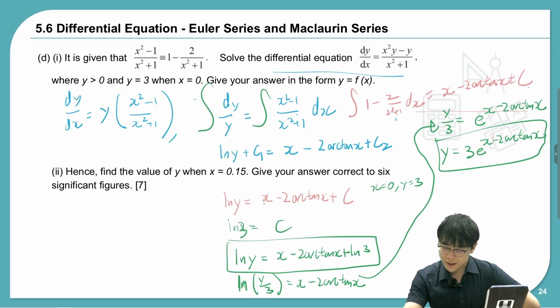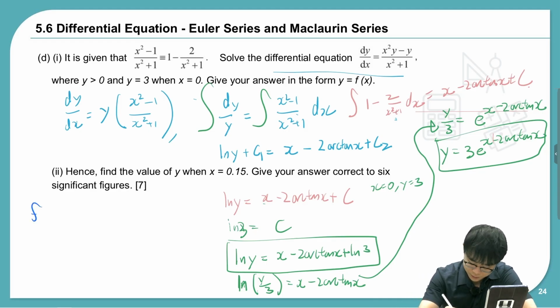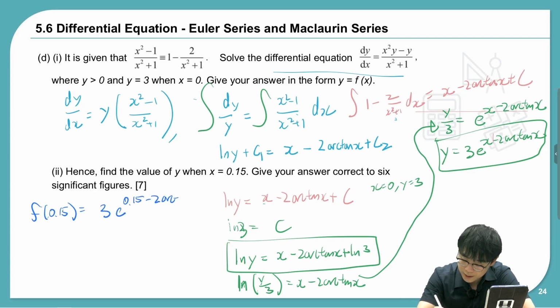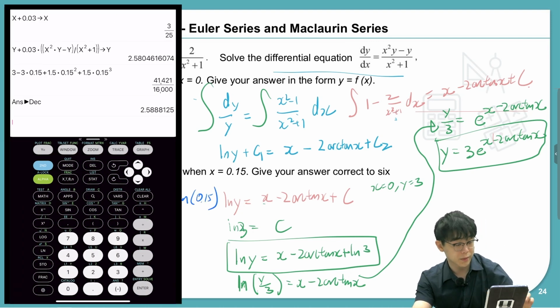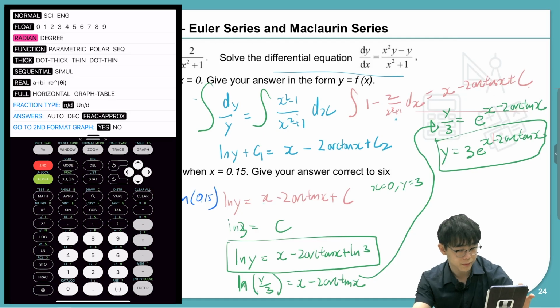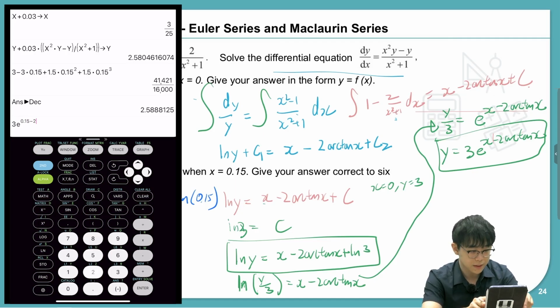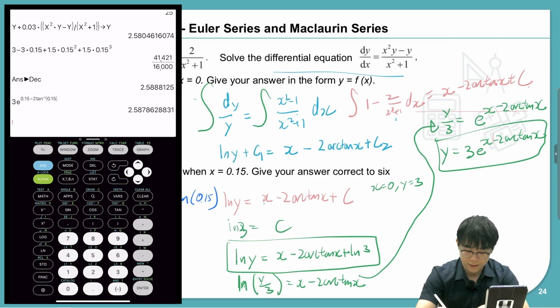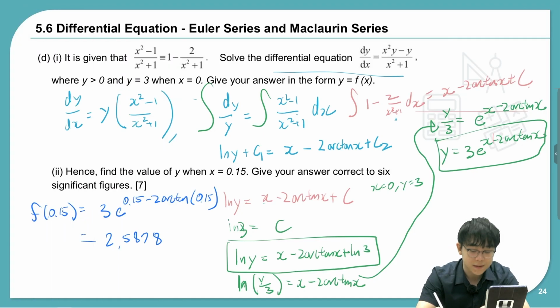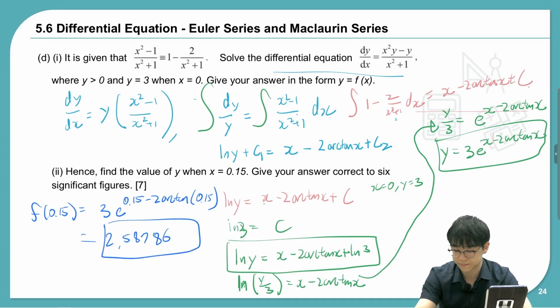So it says find the value of y when x is 0.15. So we just want to substitute in 0.15 here. So we get 3 times e to the power of 0.15 minus 2 arc tangent 0.15. Yeah, so where the x's were, we now put in the y. So making sure that we're in radians, we'd have 3 times e to the power of 0.15 minus 2 times arc tangent times 0.15. Okay. So that gives us 2.58786 up to 6 significant figures.